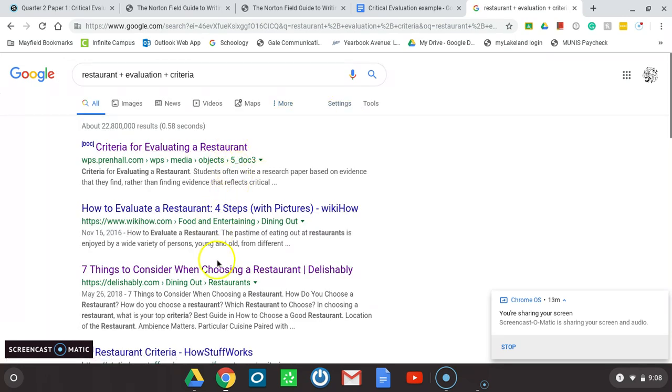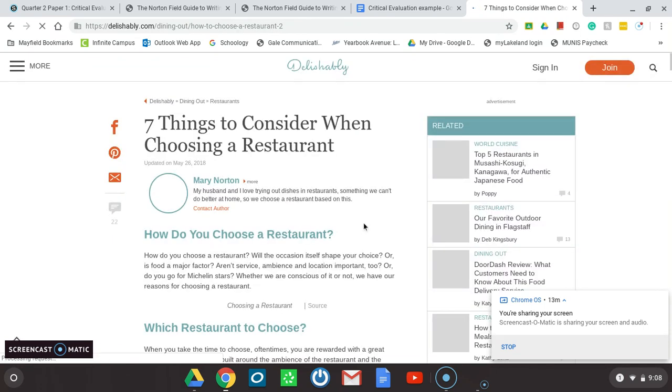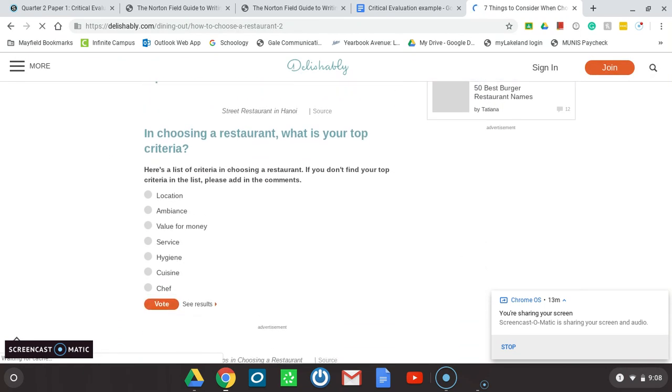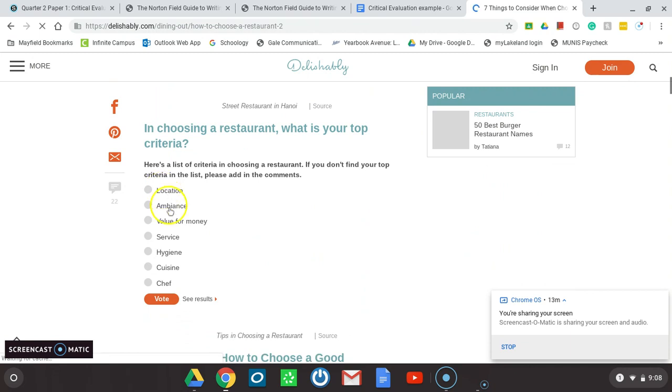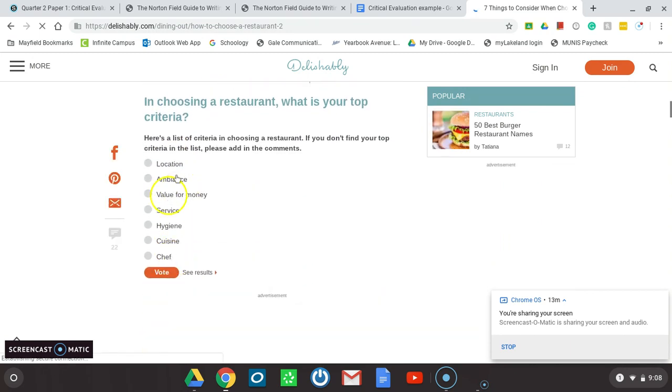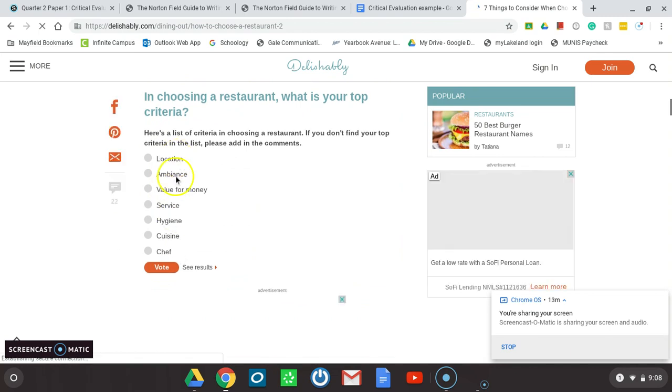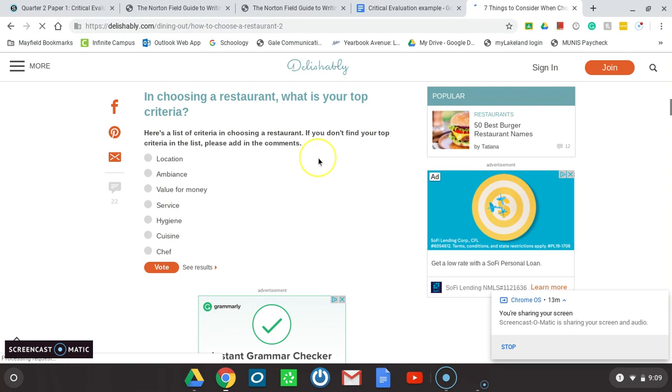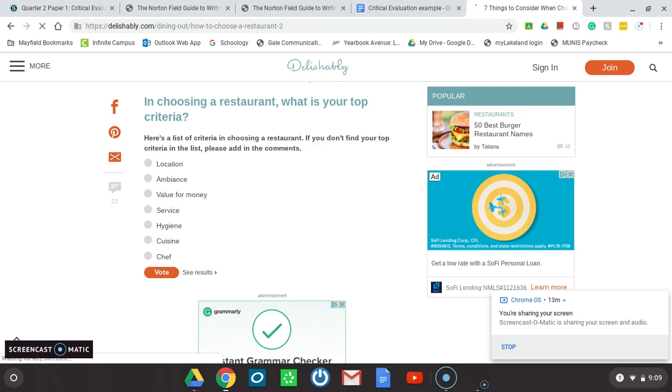And again, they can take a look here at this example, deliciously.com. And here are some criteria that you could potentially choose from. Okay, value, ambiance, location, service, hygiene. These are, again, just options that you have. And again, if you're going to be doing something like this, you should know how people talk about location. They talk about ambiance, things like that.